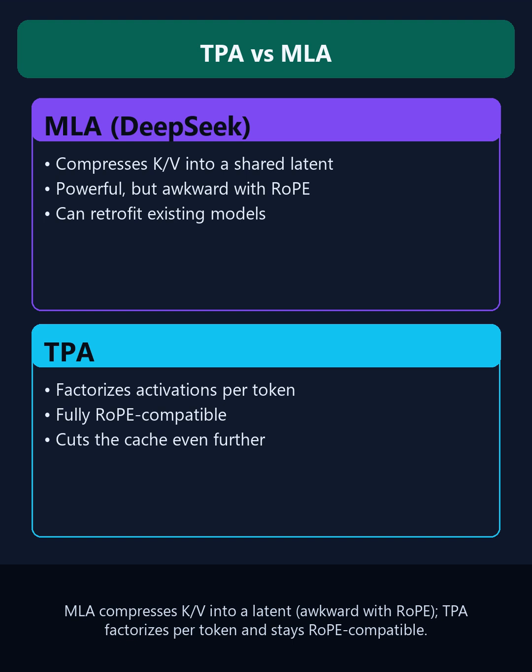So how does it compare to MLA, DeepSeek's multi-head latent attention? MLA compresses keys and values into a shared low-rank latent space, which is powerful, but it does not play nicely with rotary embeddings and needs an awkward workaround. TPA instead factorizes the activations dynamically, per token, and stays fully compatible with RoPE, while cutting the cache even further. The catch: MLA can be retrofitted onto existing models, whereas a TPA model is trained from scratch.